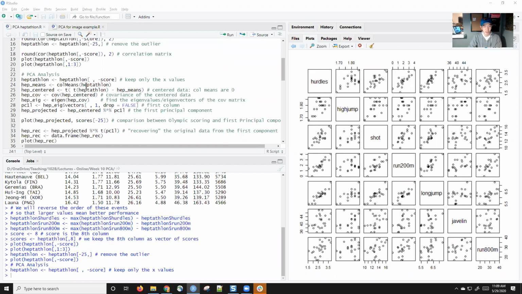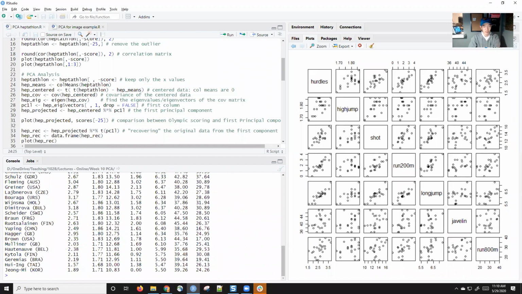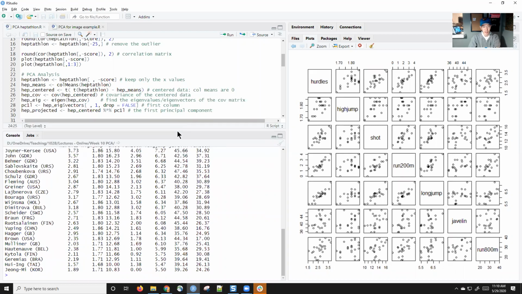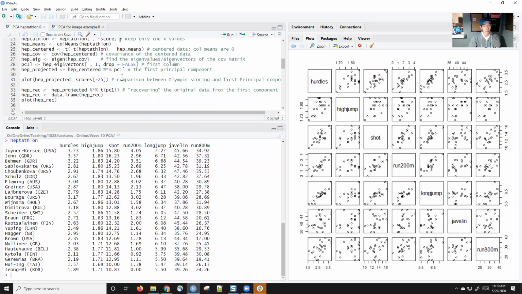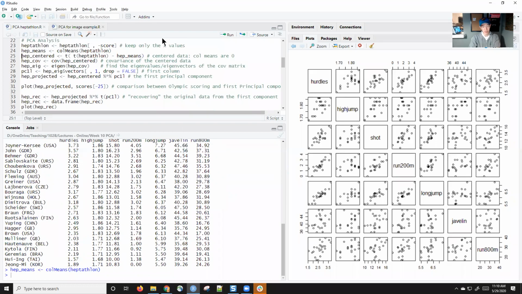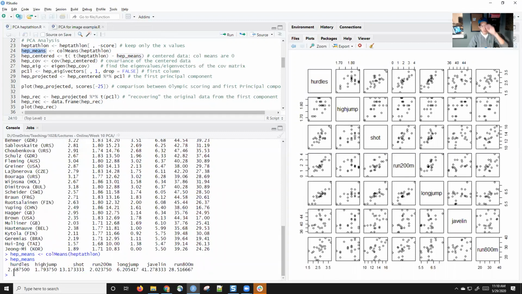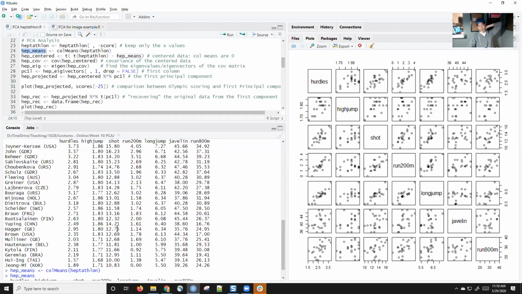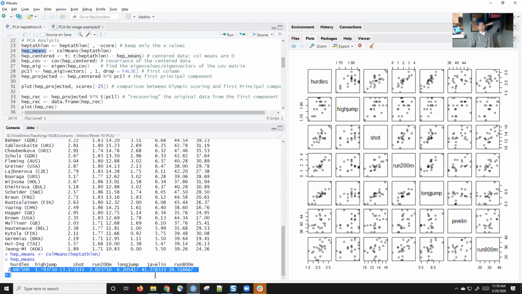So I'm going to do the column means of heptathlon. Heptathlon is the 7 columns of data, and I'm going to calculate the mean of each of those columns. If I show you what that is, these are the means of each of the 7 columns. And what I want to do is subtract each mean from the column.